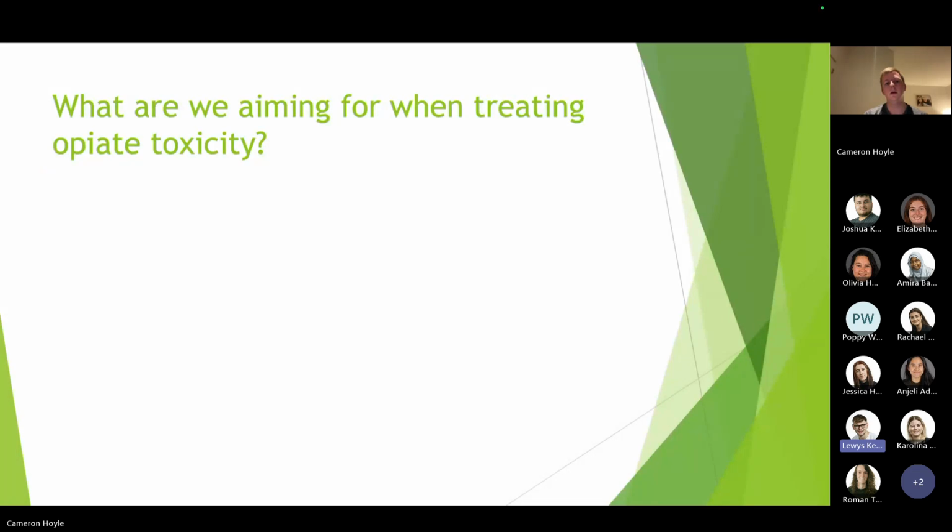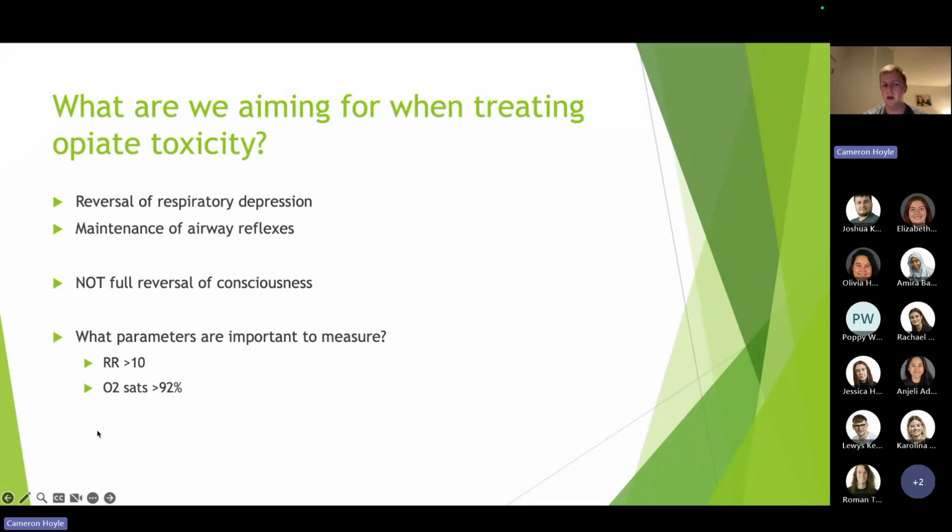Prevent respiratory depression increasing. Yep, brilliant. That's one of them. The other important one is the oxygen saturations and maintenance of airway reflexes. The Royal College of Emergency Medicine highlights that the goal is not full reversal of consciousness. It doesn't really matter if the patient is a little bit drowsy; as long as their respiratory rate's okay and they're maintaining their airway reflexes, then they're probably okay. We don't need to give them loads of reversal just to reverse their lack of consciousness level. So this is really important. Respiratory rate greater than 10, O2 sats greater than 92. That's your target. If they're doing that and they've got airway reflexes, then probably just leave them be.